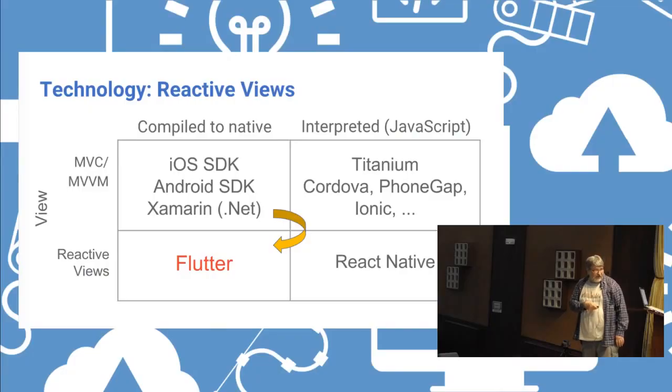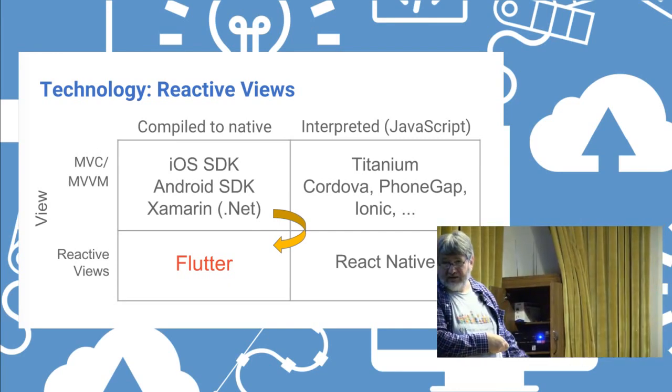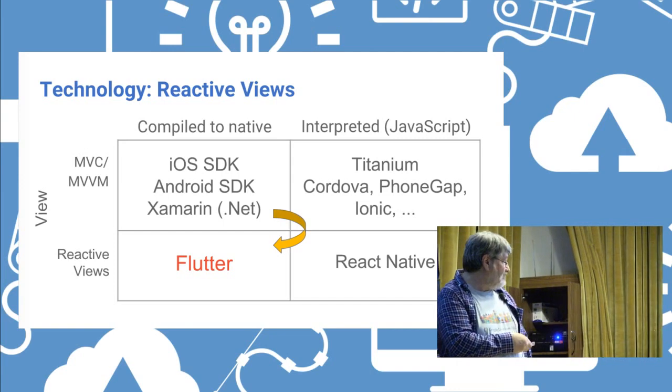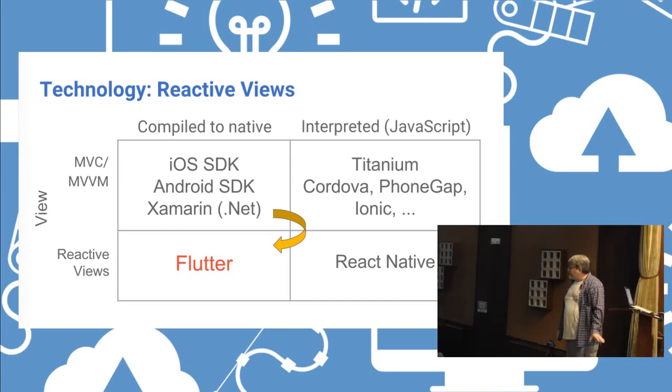All right, so the arrow sort of shows the way time's going. Originally, everything was native, and then it went to JavaScript. And React Native uses JavaScript, but it introduced reactive views. And now Flutter goes back to compiled to native, and it has reactive views. So it's the only system like this that is both compiled to native and has reactive views. So that alone is kind of interesting.